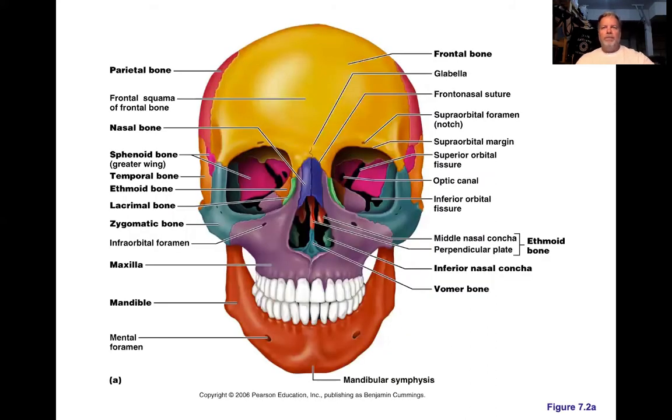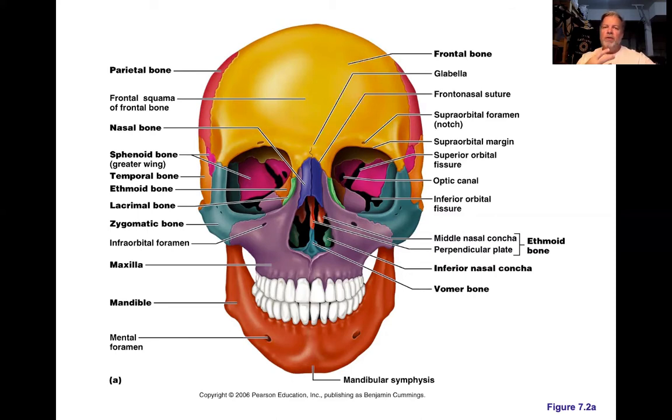This is the body's most complex bony structure. It's formed by the cranium, over the top here, and then the facial bones. The cranium, of course, protects the brain. It also provides the sides for the muscle attachments back here for your neck and your head, so you can move your head around.